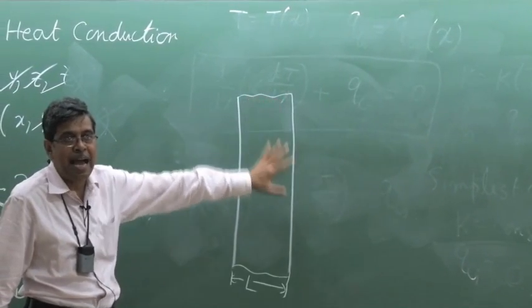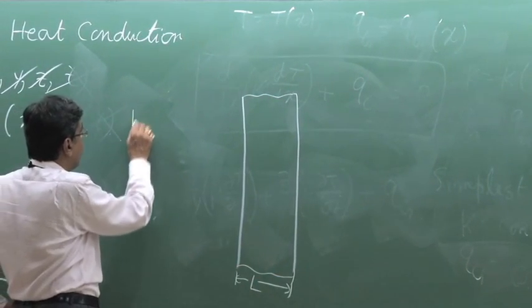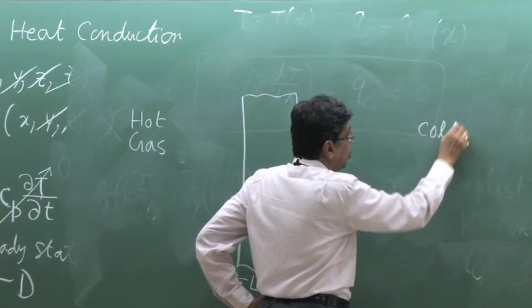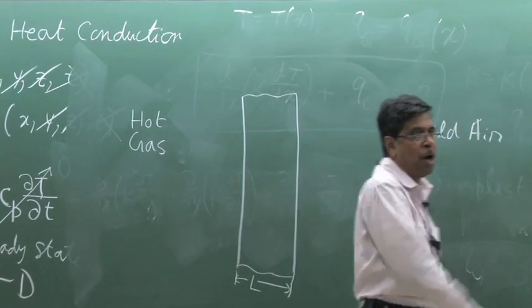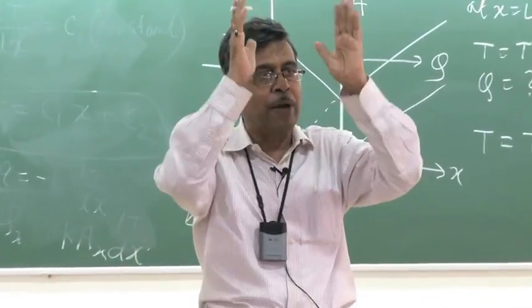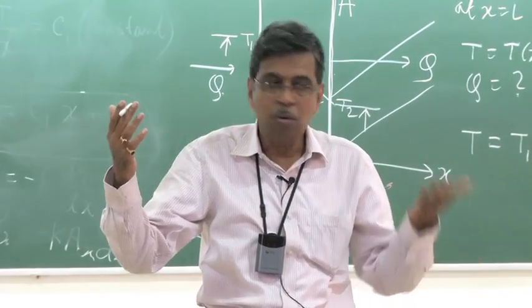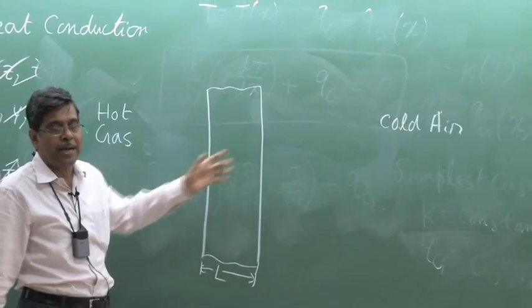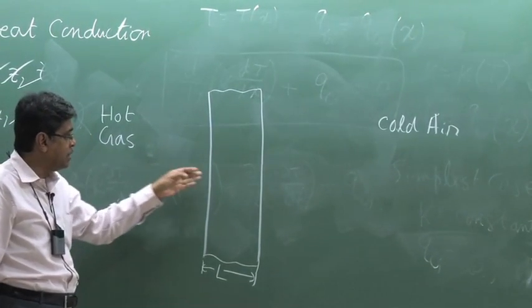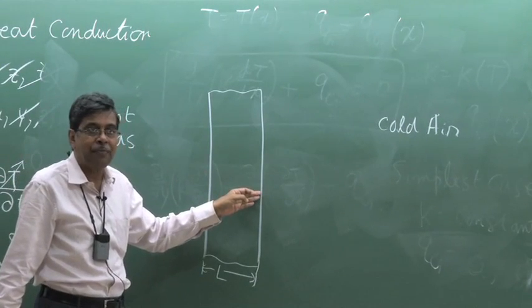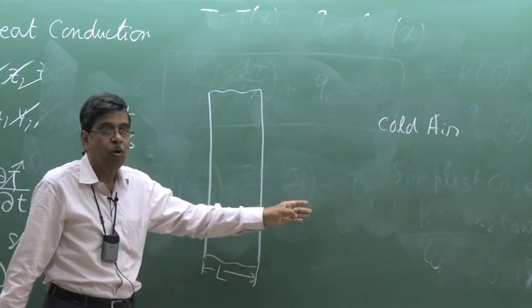A slab is exposed on one side to a hot gas and another side cold air, which is a very, very popular problem. Consider the wall of a furnace. It is the other way in case of wall of a cold chamber. Inside is cold, outside is hot, and in the wall of a furnace, this inside is hot gas and outside is cold air. So what happens? Heat is coming from the hot gas to this surface by convection, then it flows through the surface by conduction, and again goes to the cold air.